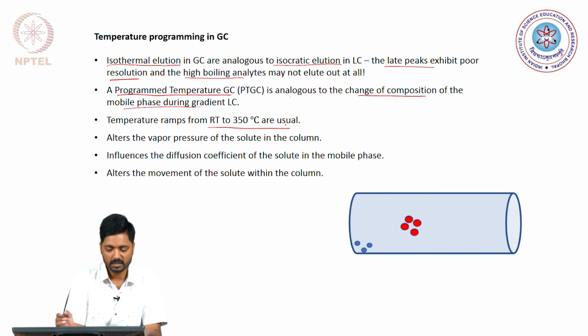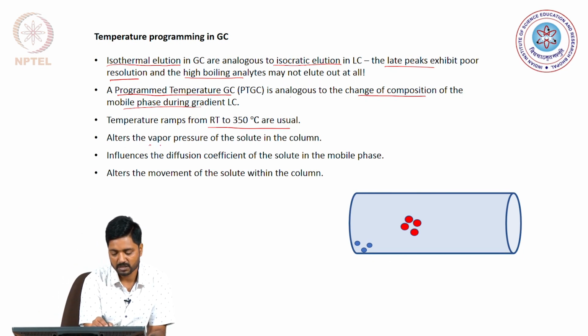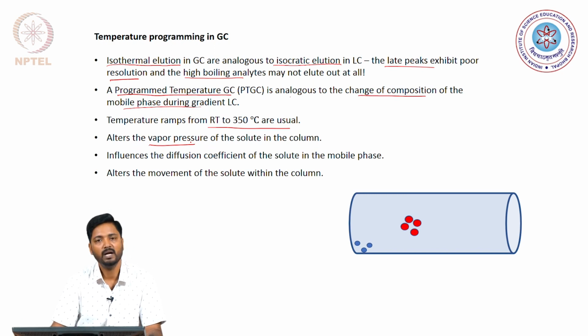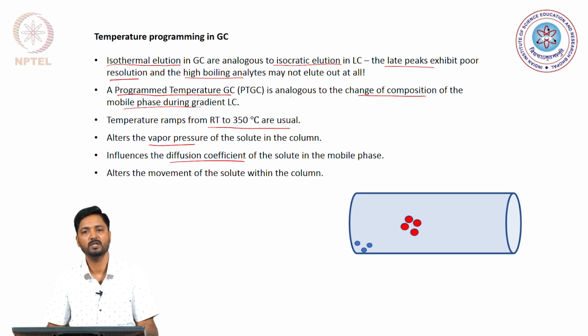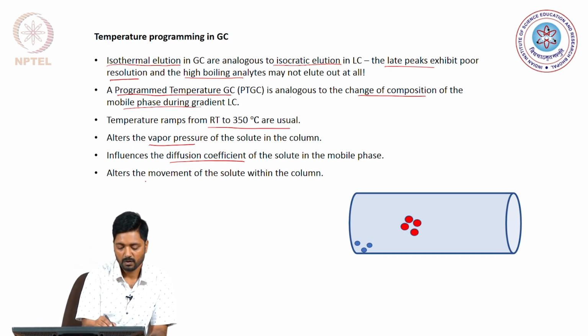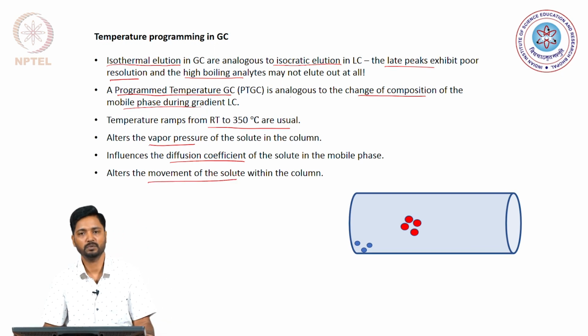And as already mentioned, the change in temperature alters the vapor pressure of the solute inside the column and allows it to elute out faster. It also influences the diffusion coefficient of the solute in the mobile phase. So at higher temperatures the diffusion coefficient increases, that means the analyte will be able to diffuse much faster into the mobile phase, and again as a result elute out much faster. Finally all of this results in the alteration in the movement of solute within the column.